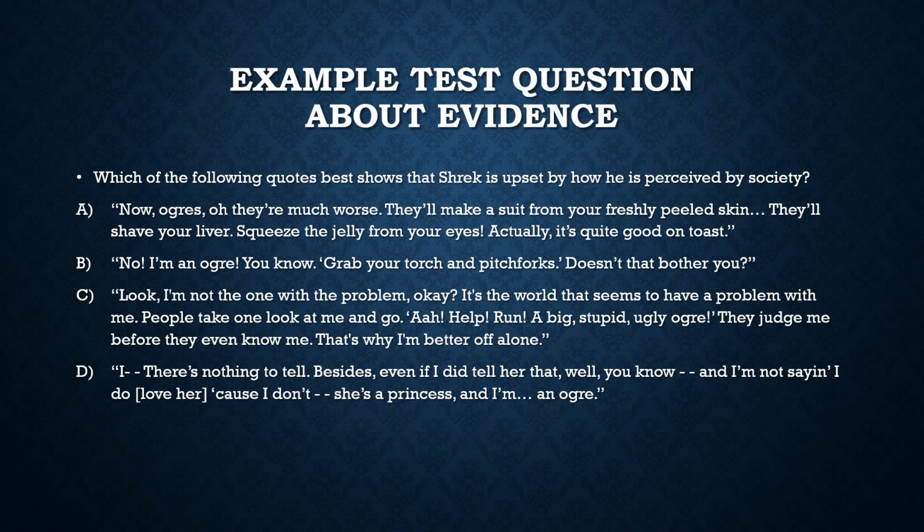So I think that's a close answer, but I don't really see the perceived by society, though I do see that he's upset. For that reason, I would definitely go with C, because this is definitely the best evidence. C is definitely the best evidence, which is what we are looking for here. We're looking for the best evidence, because it does show both parts, that he is upset and that he's upset about how he's perceived by society.